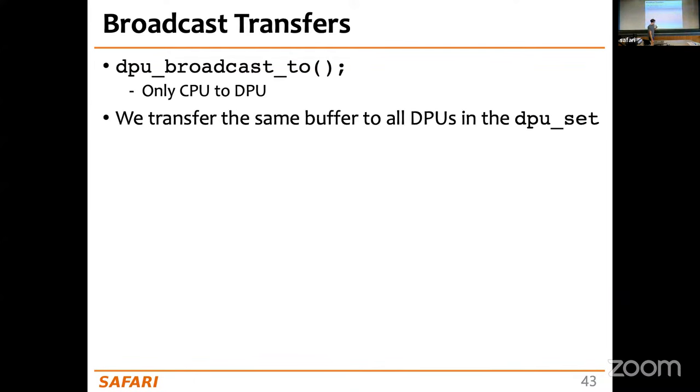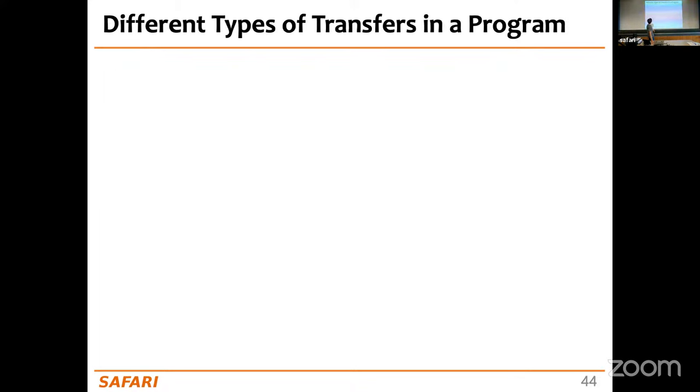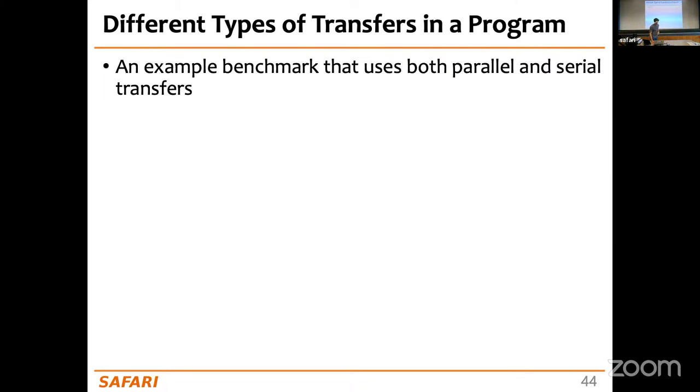So, great. And finally, broadcast transfers. Broadcast transfers are, as I said, only from the CPU to the DPUs. The size of the buffer should be the same for all DPUs in the DPU set. And the syntax is pretty simple as well. That's a pointer to the main memory, and that's the transfer size.